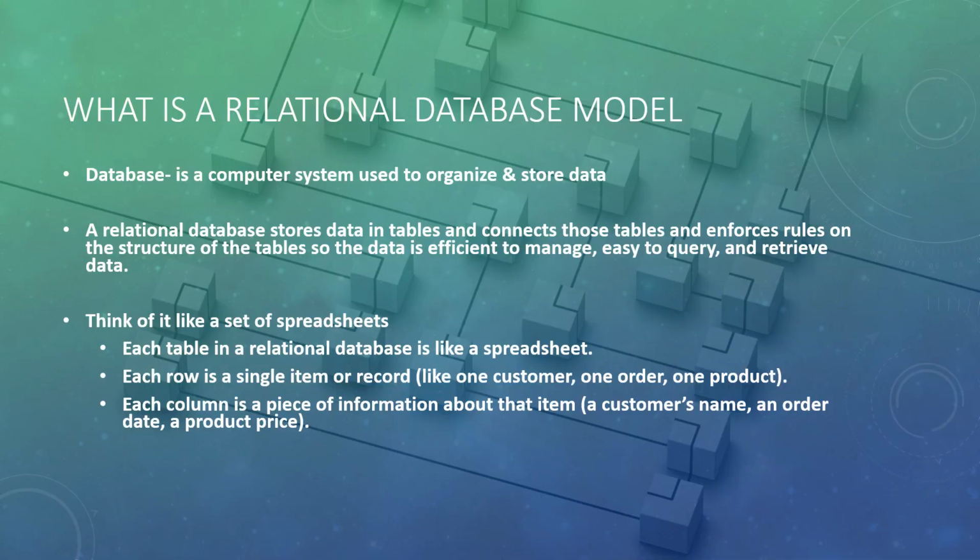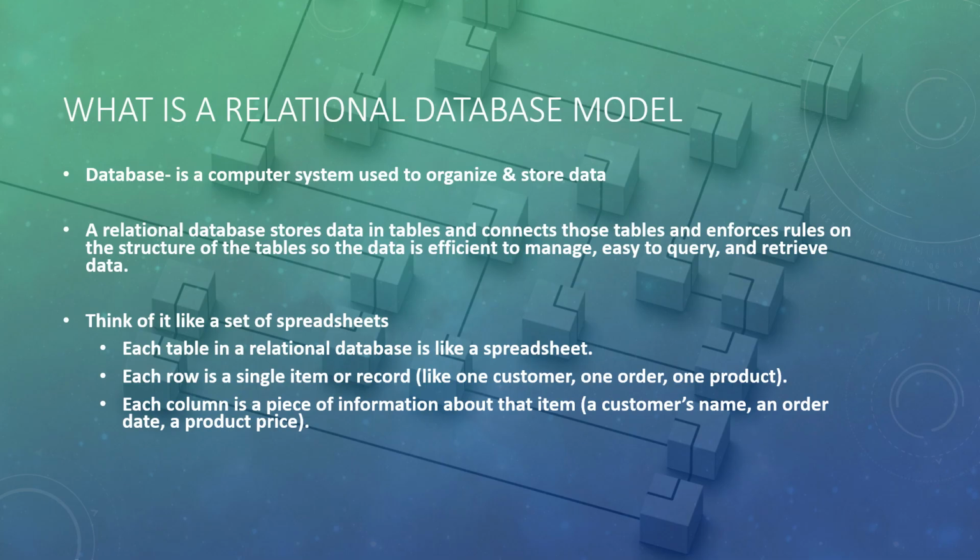A database is a computer system used to organize and store data. A relational database stores data in tables and links those tables and enforces rules on the structure of the table so that the data is efficient to manage, easy to query, and easy to retrieve. Think of this like a set of spreadsheets.